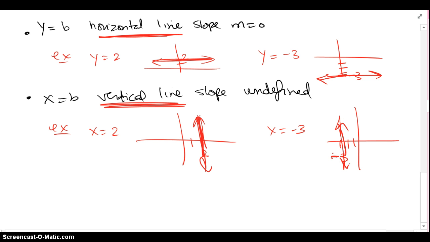A horizontal line has slope 0, whereas a vertical line has undefined slope. If you look at our horizontal line, y remains at 2, and the x's vary and go to the left and the right. Whereas if I look at the second example down here, x equals 2 says the x value is always 2, but the y values vary, and they go up and down in both directions.